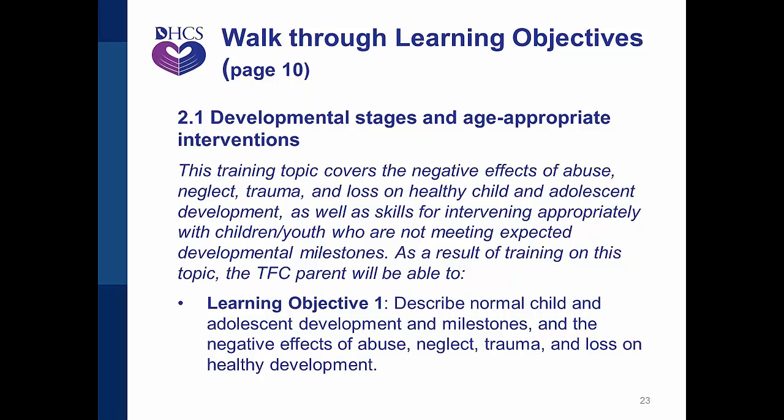So next, we have developmental stages and age-appropriate interventions. This topic covers negative effects of abuse, neglect, trauma, and loss on healthy child and adolescent development, as well as the skills needed to intervene appropriately with children and youth who are not meeting expected developmental milestones. Our goal here is that as a result of this training, we would expect the TFC parent to be able to handle the following things. Here's the learning objective for that, which is to describe normal child and adolescent development milestones, along with the negative effects of abuse, neglect, trauma, and loss on healthy development.